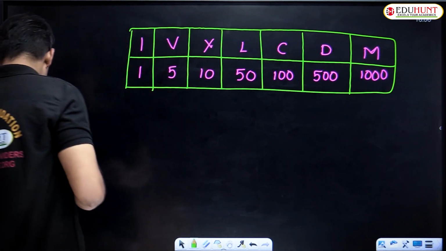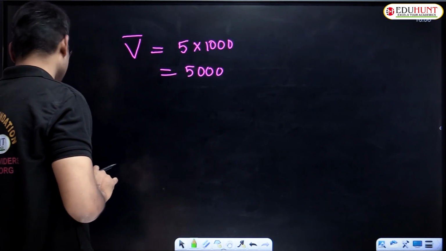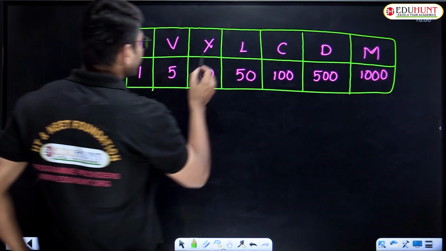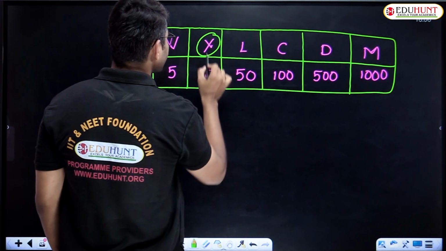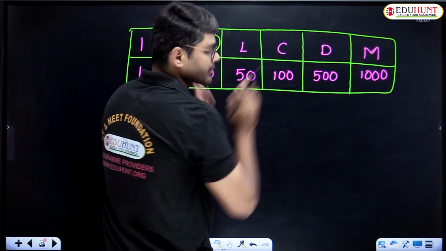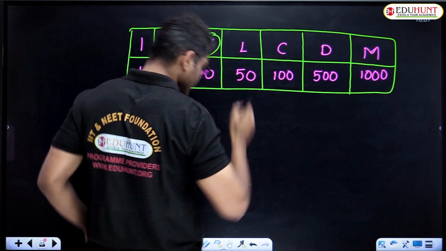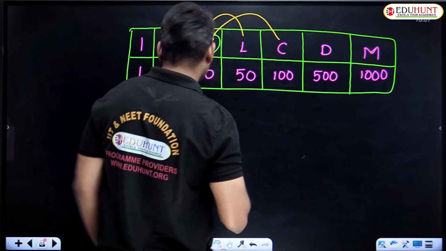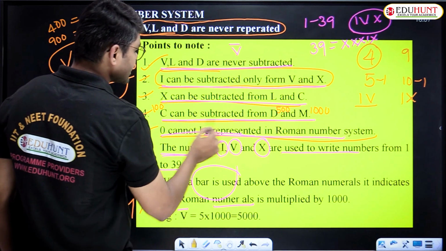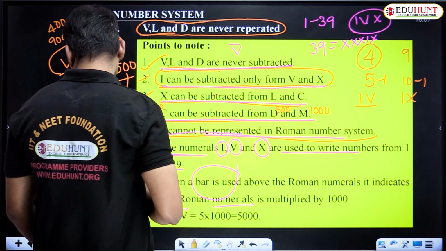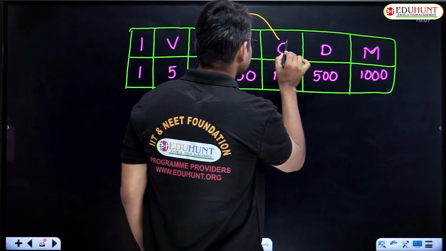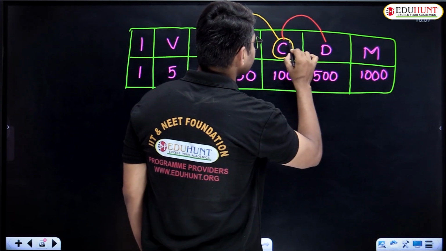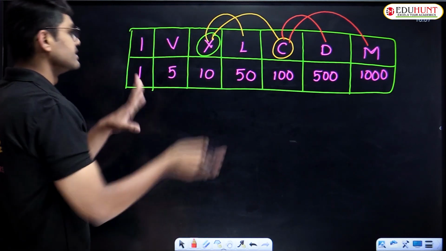See here, this subtraction rule, how to remember it easily. X can be subtracted from L and C. That means the next two numbers. X can be subtracted from L and X can be subtracted from C. Next point, C can be subtracted from D and M. Okay, the next two digits.